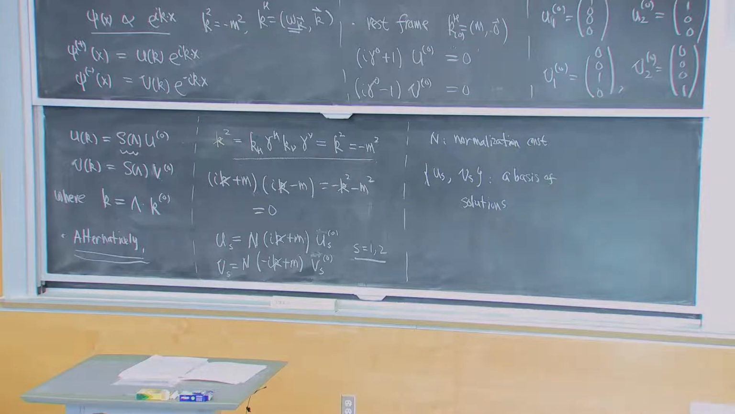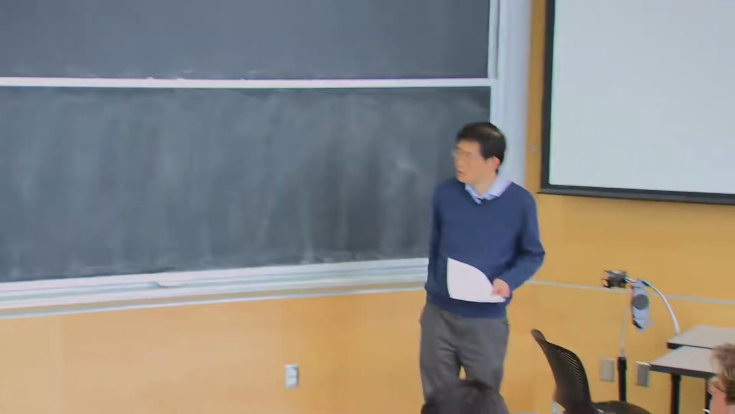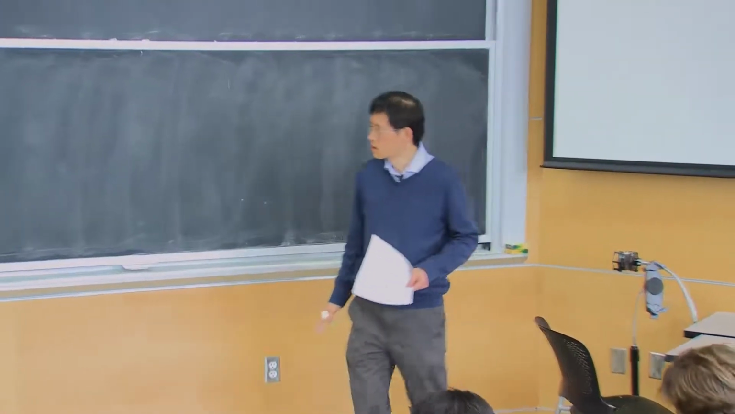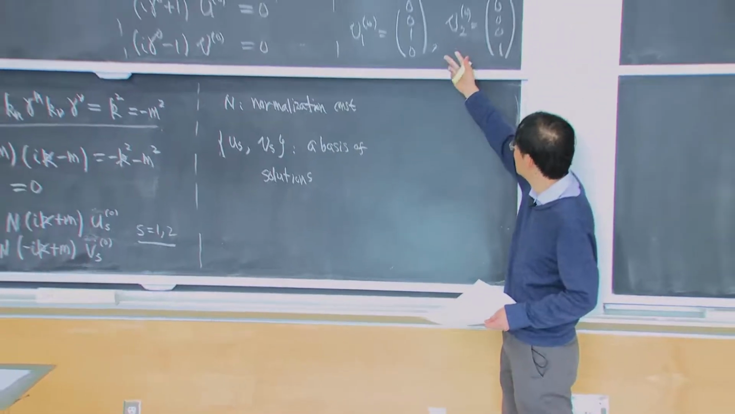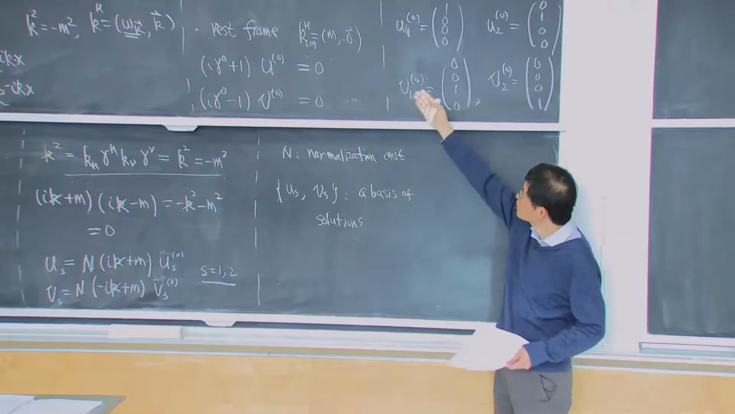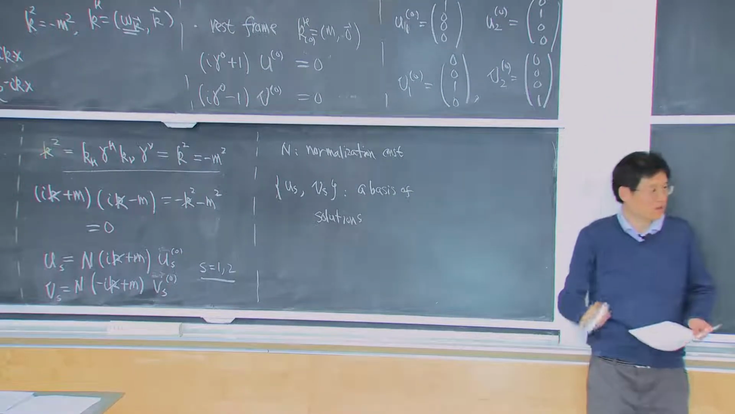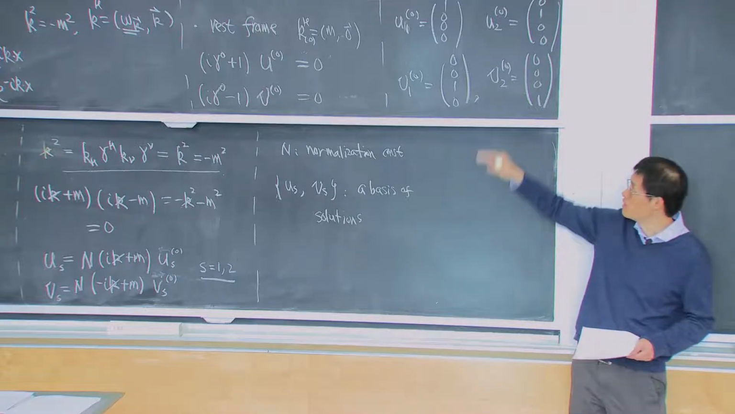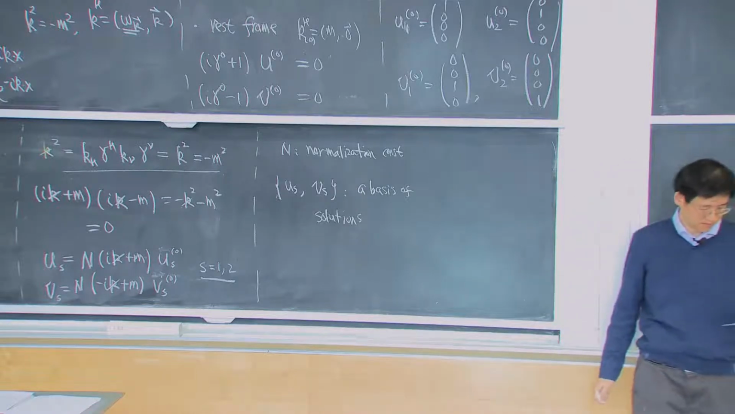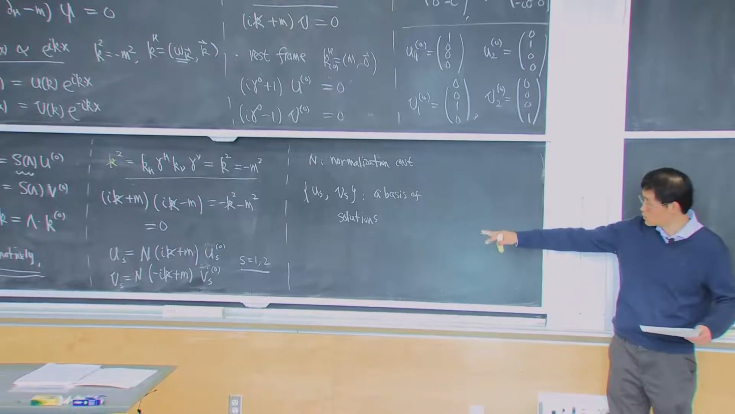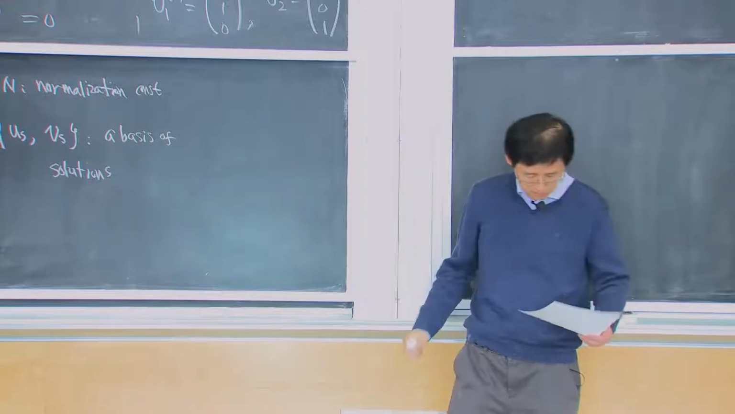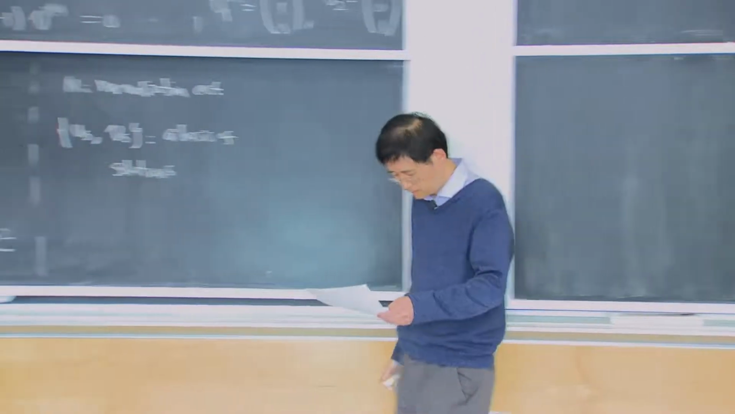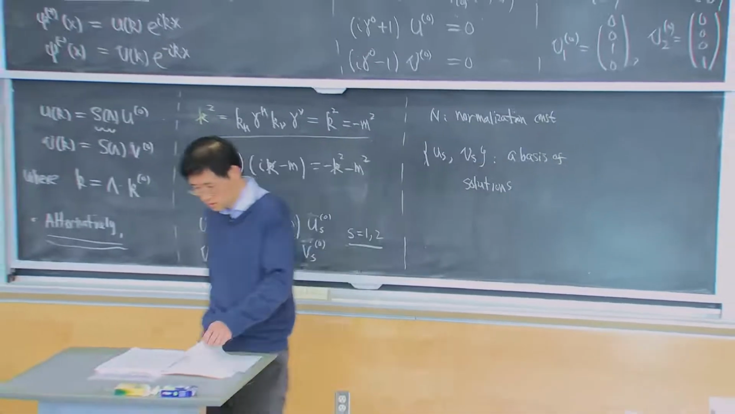Student: How do we know the normalization constant is the same for u and v? Oh, here we don't know. But you can guess why it should be the same. The equation looks pretty symmetric, and the normalization constant doesn't depend on the sign of m. In principle, I should write N1 and N2, but in the end they are the same. Good. Any other questions?